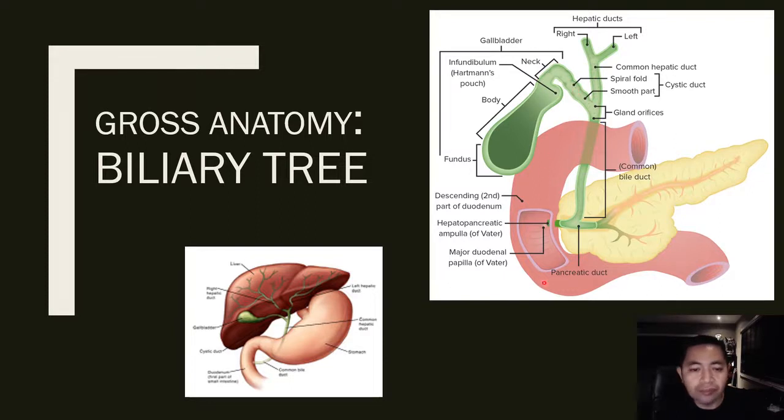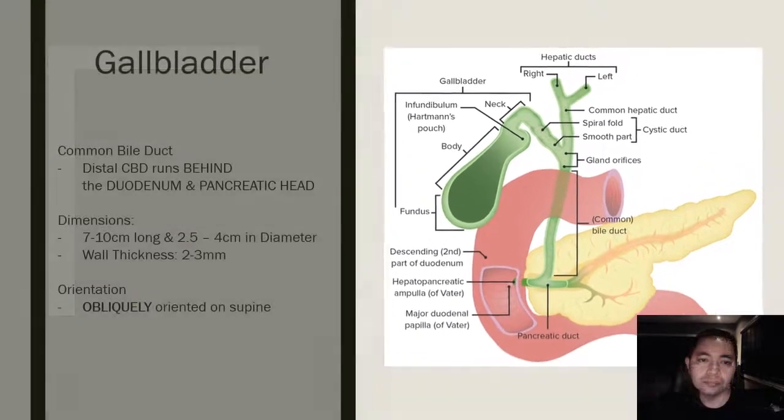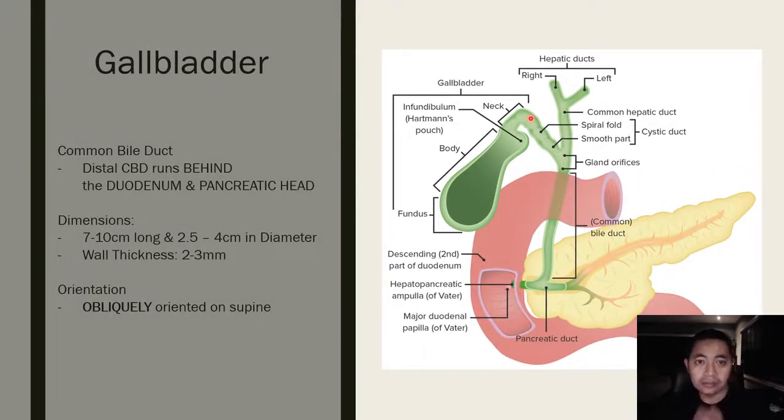As general surgeons, we are very familiar with this, but do take into consideration the differences in how these structures lie in the non-operative setting. The neck is directed posteromedially towards the porta hepatis, which contains the portal vein, hepatic artery, and common hepatic duct. The cystic duct joins the common hepatic duct to form the common bile duct, which in turn empties into the ampulla. Do take note that the distal common bile duct runs behind the duodenum, which can be a factor in its visibility.